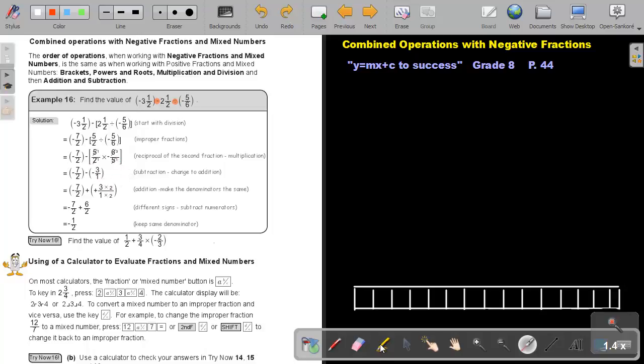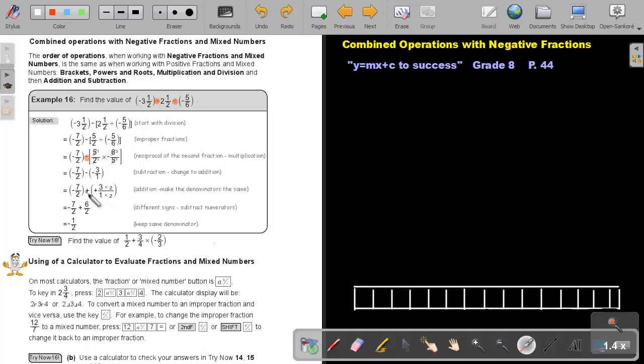Now, don't forget that this is a subtraction. What did we do when it was a subtraction? We must change it into, let's just highlight, to addition by finding the additive inverse. Now, what will the additive inverse of negative 3 over 1 be? It will be positive 3 over 1.